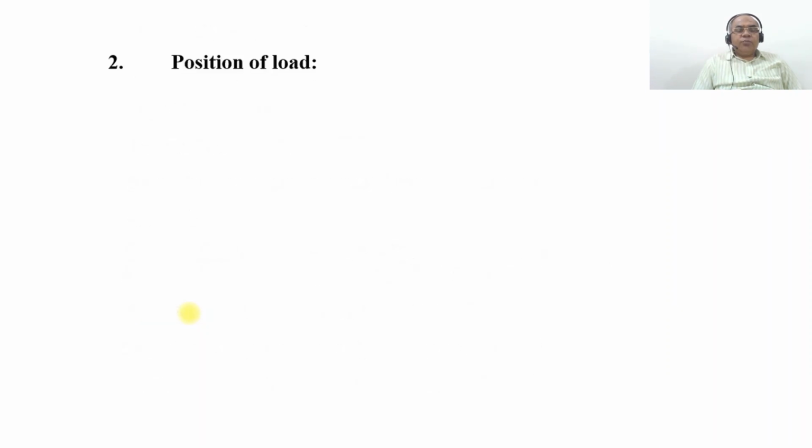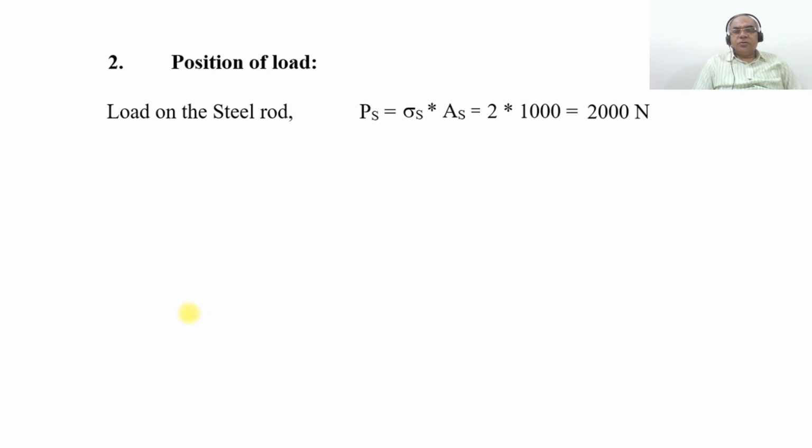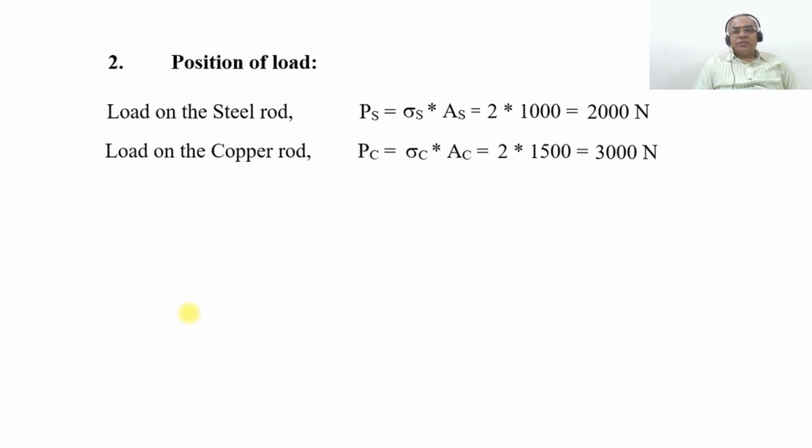Now we go for the position of the load, which is 5 kilonewton acting at some distance X from the copper rod. We need to find the load on the steel rod. The load on the steel rod, PS, is sigma S into AS, which is 2 into 1000, so 2000 Newton. Similarly, the load on the copper rod, PC, is sigma C into AC, which is 2 into 1500, equal to 3000 Newton. So the total load is 2000 plus 3000, which is 5000 Newton.